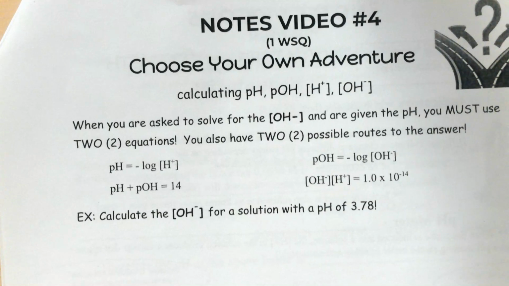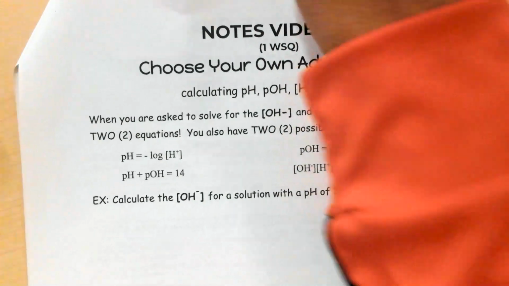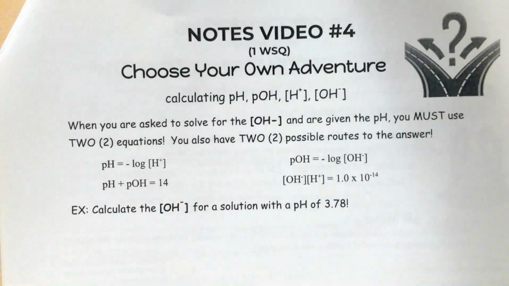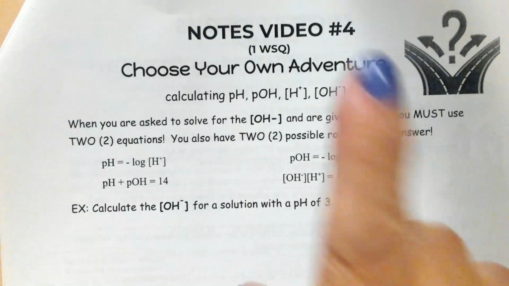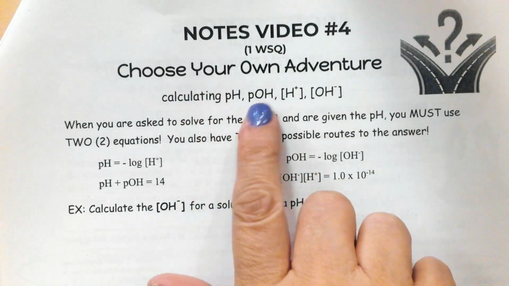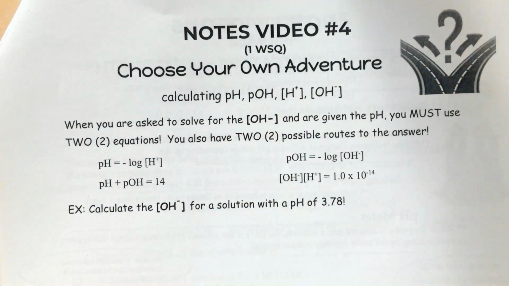Okay, so here is our second last video. It's coming up quick, guys. We only got a couple more. So this is a continuation of what we were doing in video 3. We're still going to be calculating pH, pOH, hydrogen concentration, or OH concentration.